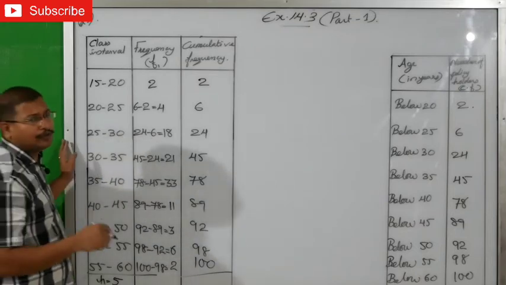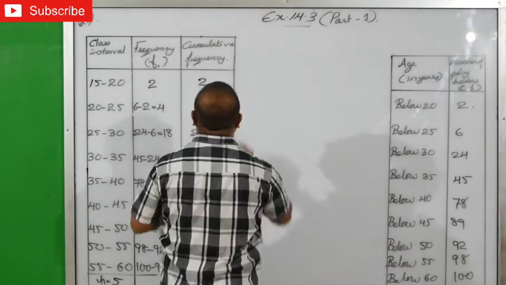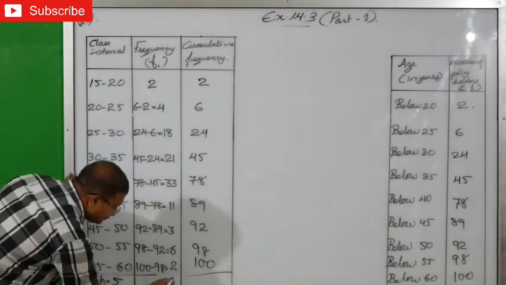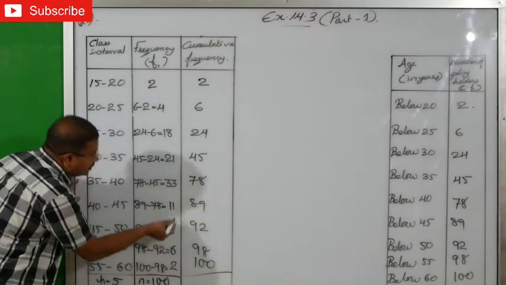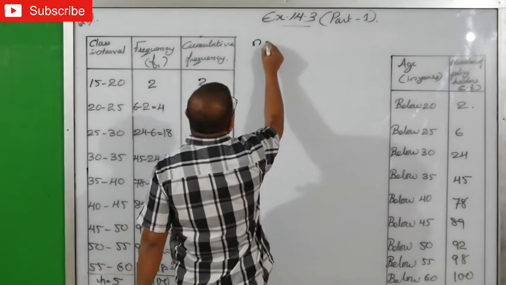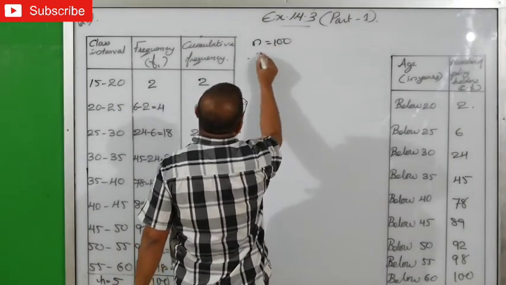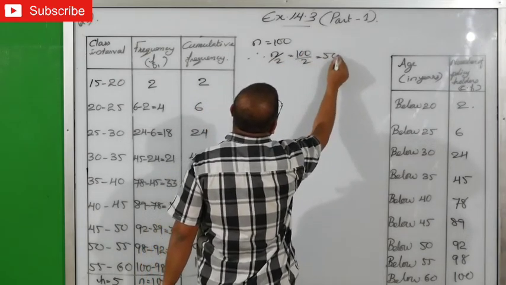After that, what will you do now? We want the median. That means first you will write n equals this total. Sure, n should be 100. If you add these, you have to get 100. That means n equals 100. Therefore, n by 2 equals 100 by 2 equals 50.